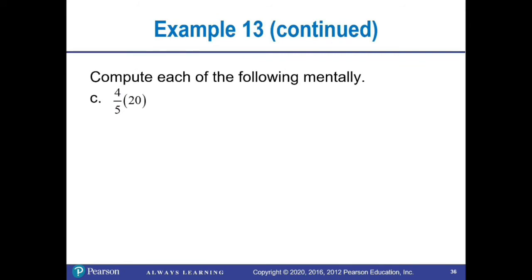Part C. 4 over 5 I can write as 4 times 1/5. I chose to write this as 4 times 1/5 because I know 1/5 times 20 is a fairly easy multiplication. So I'm going to group the 1/5 and the 20 next. 1/5 times 20 is 4, and 4 times 4 is 16.